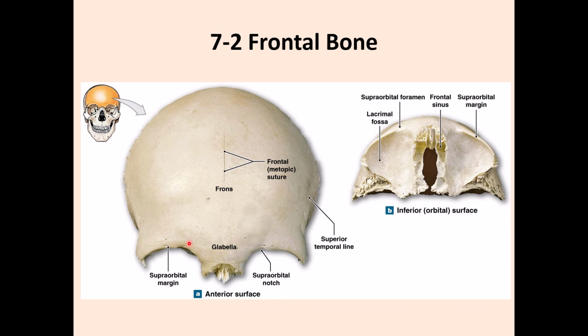Somewhere here it should be, it's hard to see in this one. The exact location is a little different for everybody, but this is the notch area, and the supraorbital foramen is around this area, and then is the supraorbital margin. So there are three different structures in that area. And finally, this is the lacrimal fossa, and this is where the lacrimal gland is located.